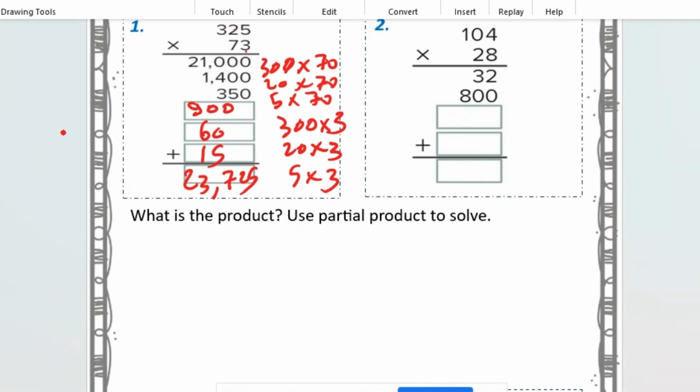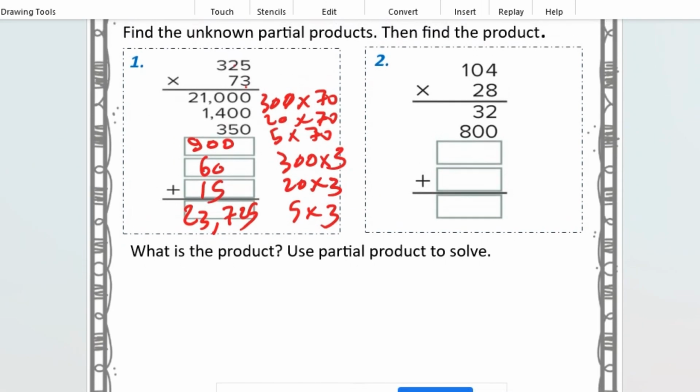Let's continue where we stopped. We stopped at this question. So we want to find the unknown partial products. The same as the previous question, here we started with 8 times 4, which is 32. Then 8 times 0 is 0. Then 8 times 100 is 800.